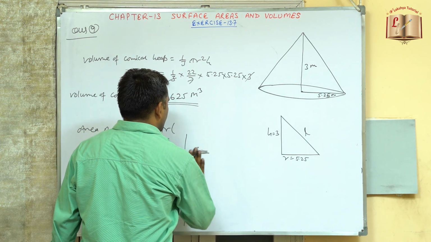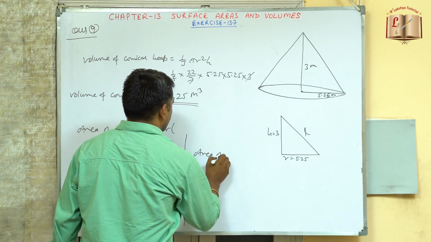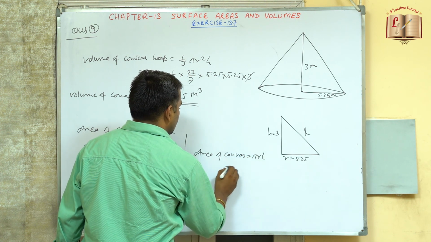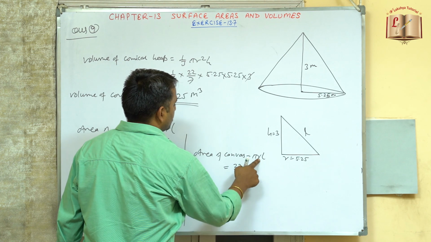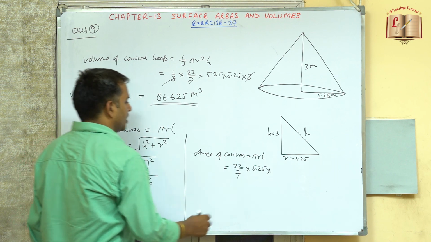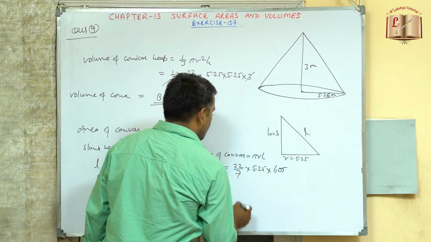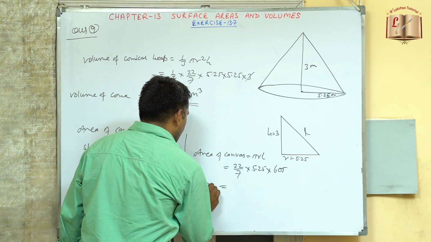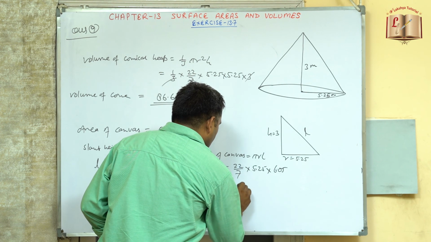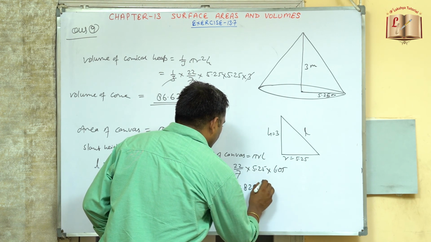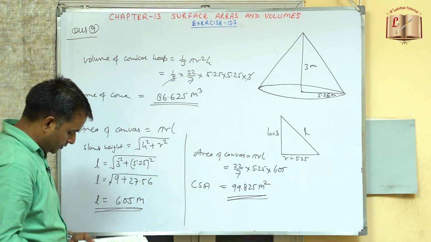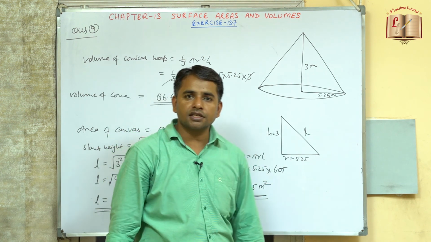So area of the canvas is pi r l. So this is equal to 22 by 7 into r, the radius is given to us, 5.25, into l, we have already calculated, this is 6.05. So the CSA will be equal to, on calculation, 99.825 meter square. So with this we have finished our exercise 13.7.